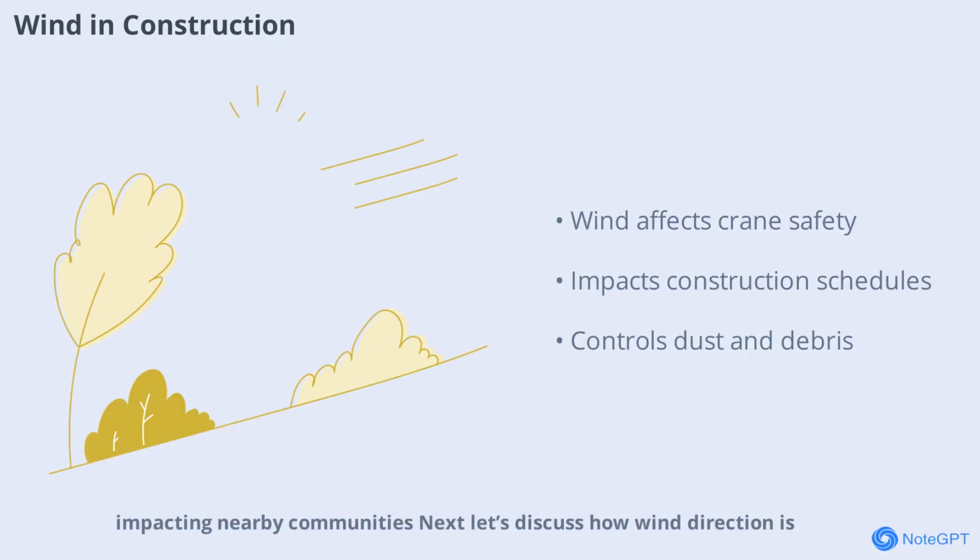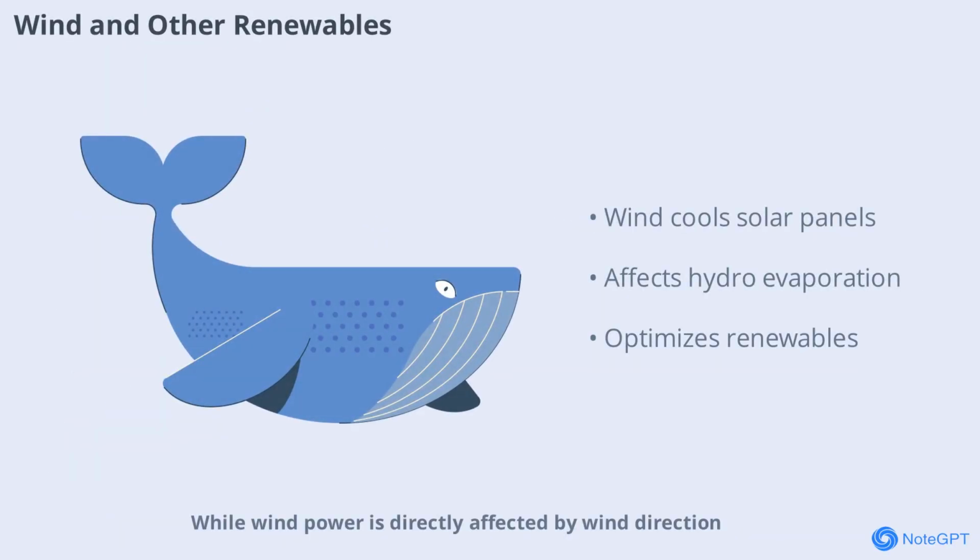Next, let's discuss how wind direction is important for renewable energy beyond wind power, such as solar and hydro. While wind power is directly affected by wind direction, other renewable sources like solar and hydro can also be influenced. For example, wind can cool solar panels, improving efficiency, or affect evaporation rates in reservoirs. Understanding wind patterns helps optimize the performance of all types of renewable energy systems.